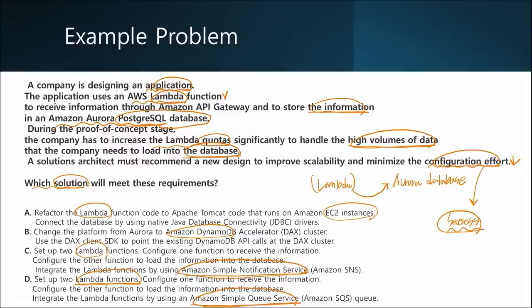So we need this configuration serverless to reduce the effort. Then this EC2 instance will be heavy. The question said that we will use a PostgreSQL database, but there is DynamoDB in B. Then there are only two options left. When using Lambda functions, should a company use SNS or SQS? Since the question mentions the Lambda quota, we should use a queue service together with this volume to process it sequentially. So the correct answer would be D.